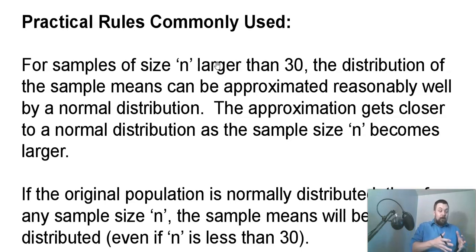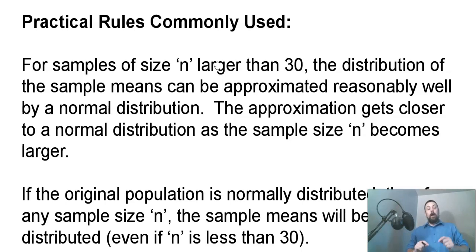And again, the larger the sample size is, the closer of an approximation you get to a normal distribution. So 30 is just kind of the minimum threshold. It's not the best, but it's good enough to be represented by a normal distribution. But if you have a sample size of 50, 60, 70, the larger your sample size is, the closer of an approximation you get to a normal distribution for your sample means, right?